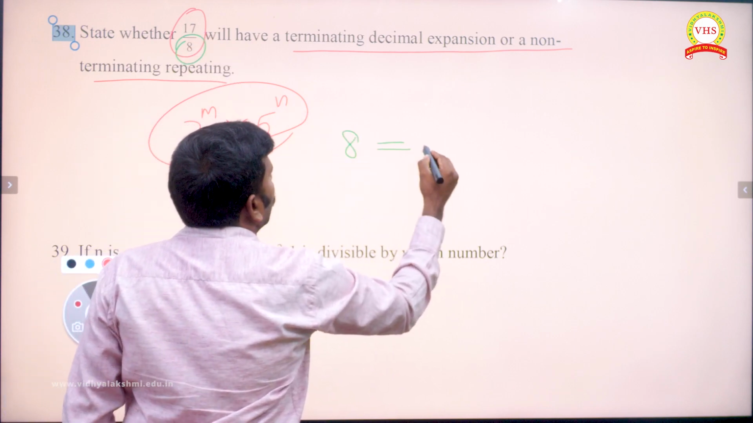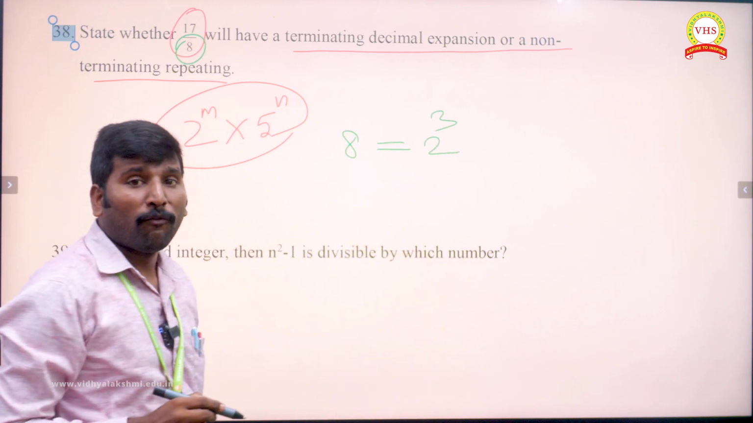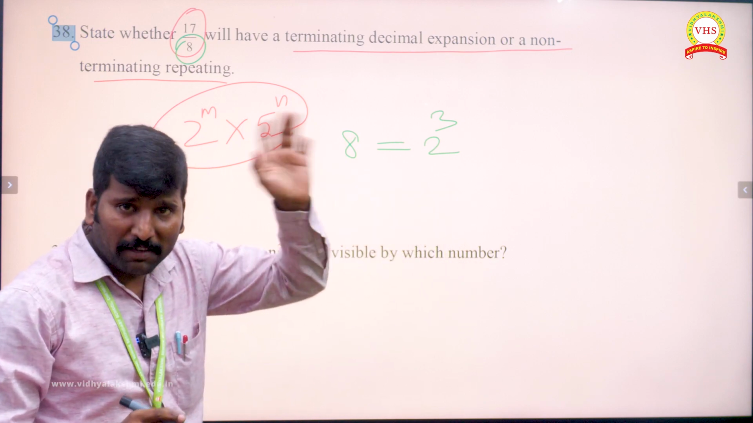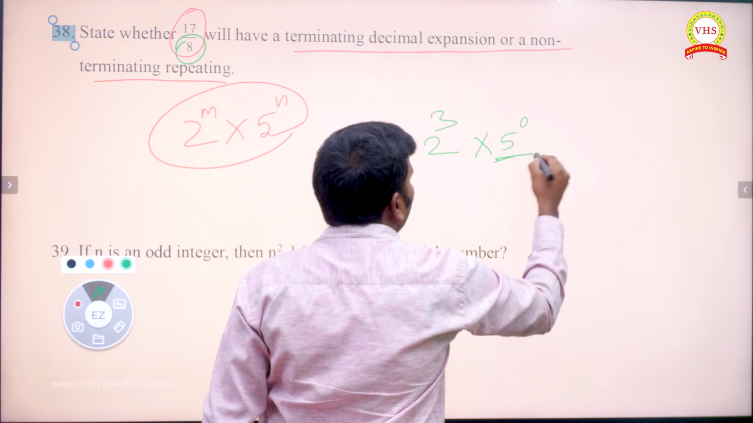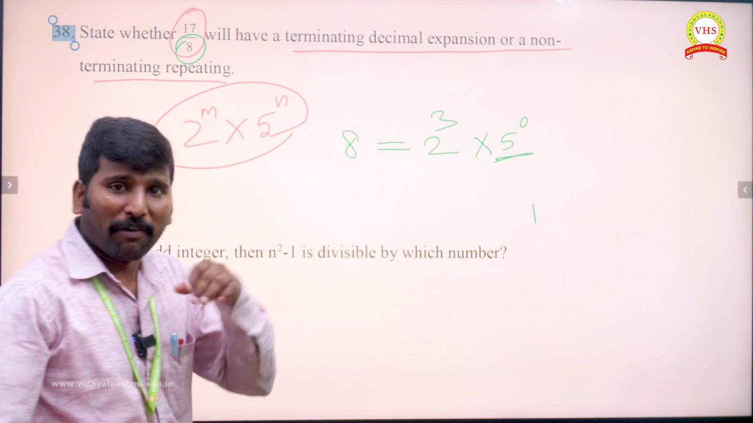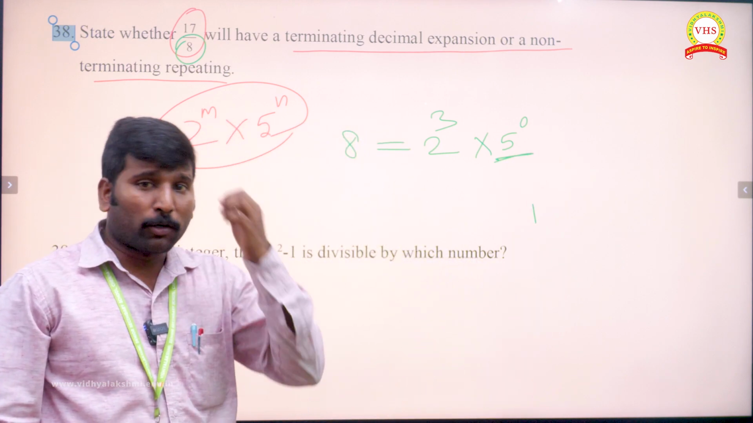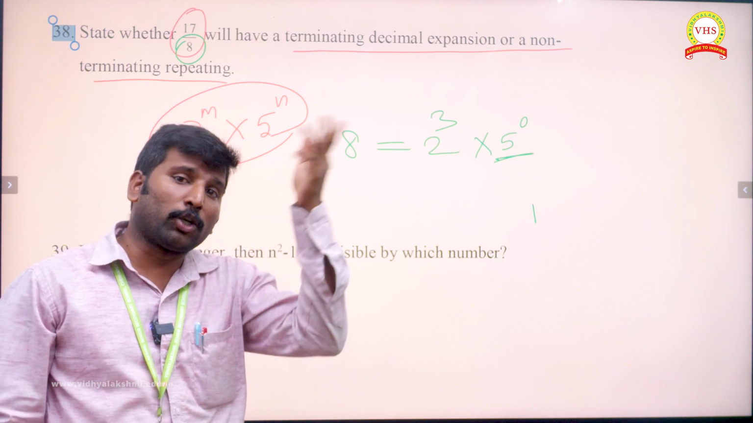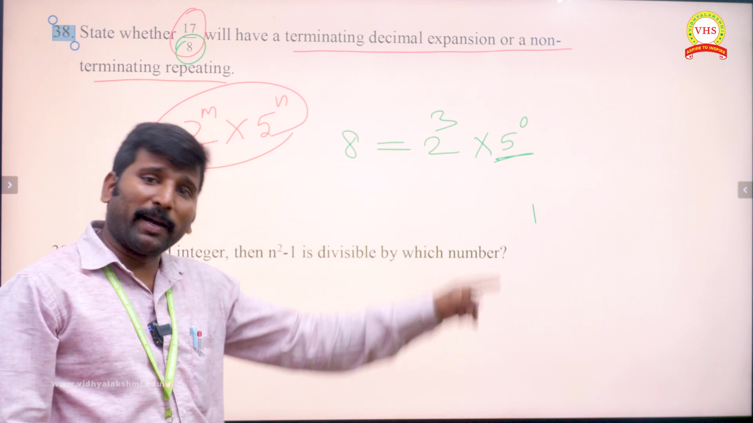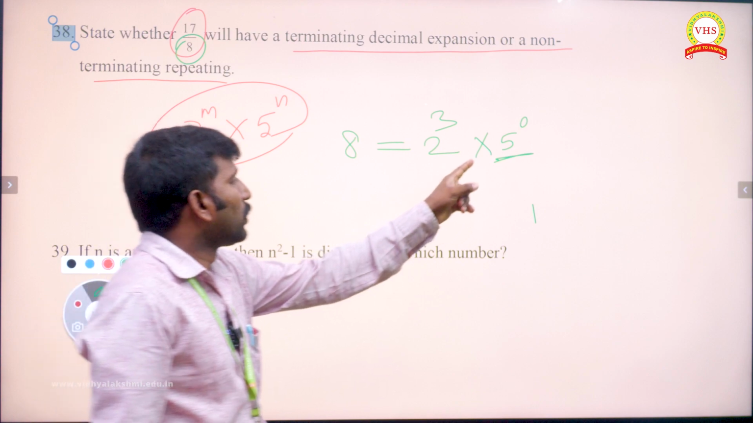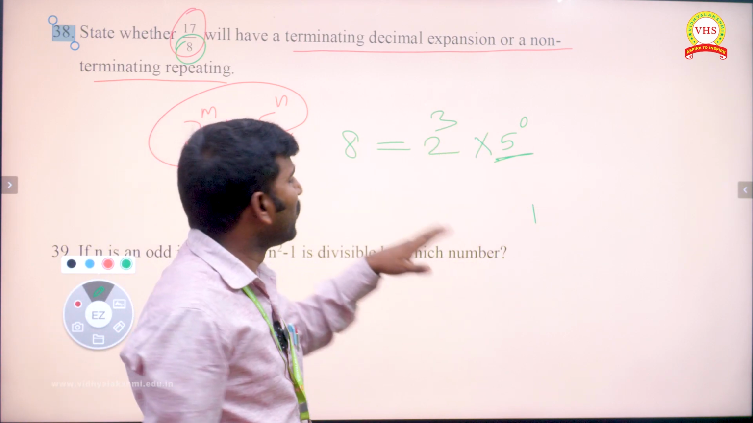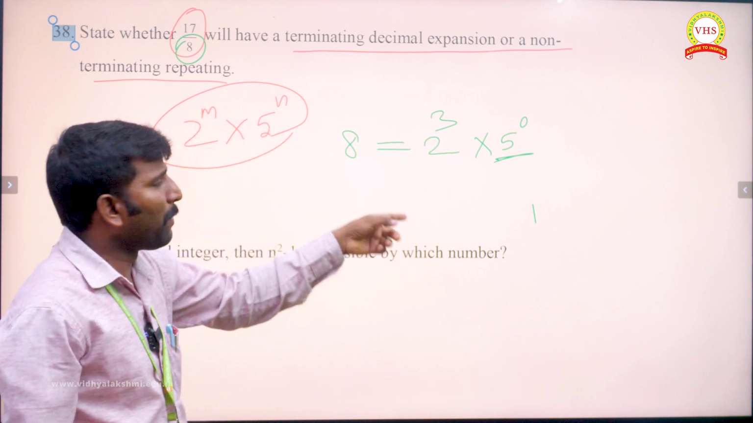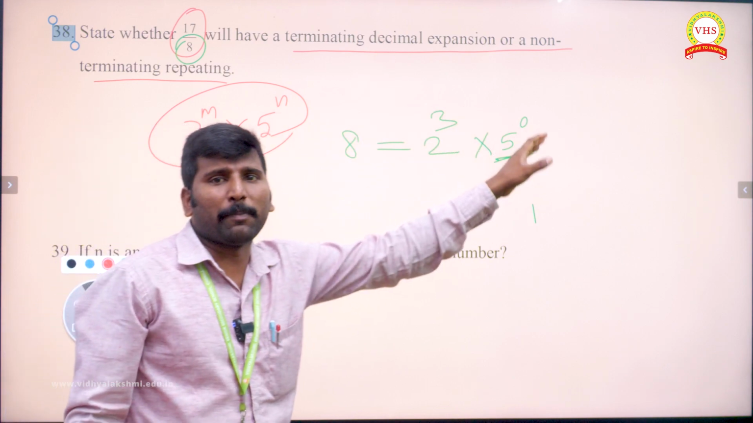How will you write 8? 2 power 3. 5 is not there, don't worry. We can give 5 power 0 because anything power 0 is 1. 5 power 0 equal to 1. But don't say anything power 0 equals 1, because 0 power 0 is not equal to 1. Okay, but here 5 power 0 equals 1. So 2 power 3 into 1, same 8 only.